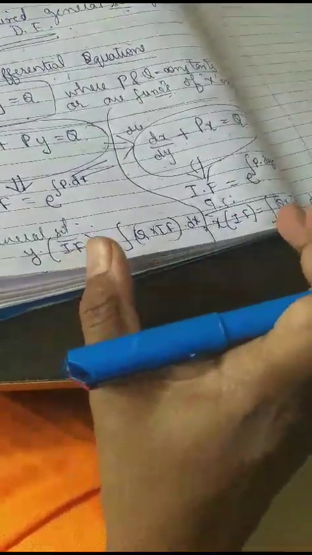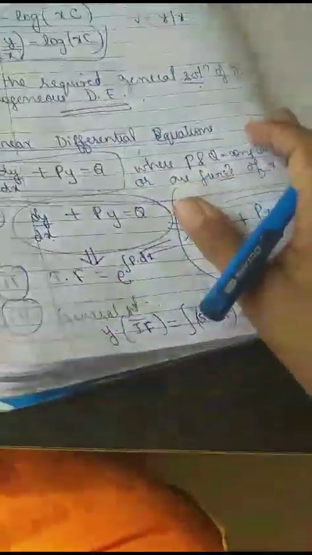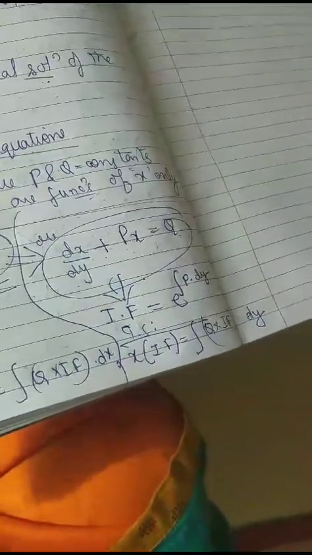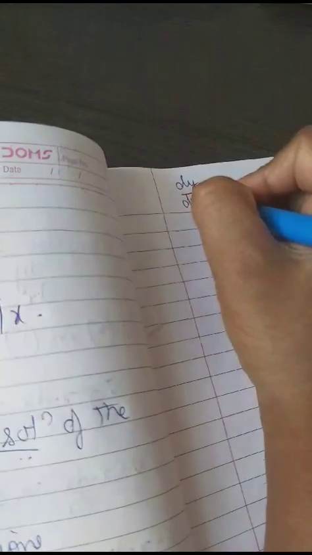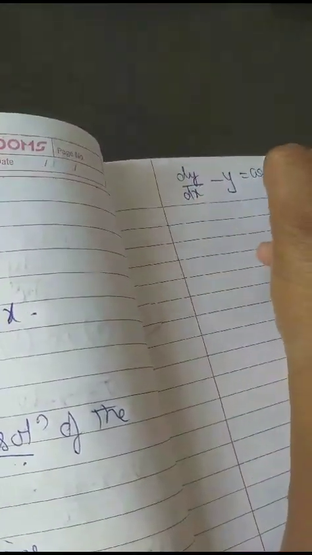Hence, once I am able to arrive at this point, integrate, get the value, and you will get the solution of the linear differential equation as required. Let us take up a simple example. I have been given a differential equation which is in the form dy by dx minus y is equal to cos x.